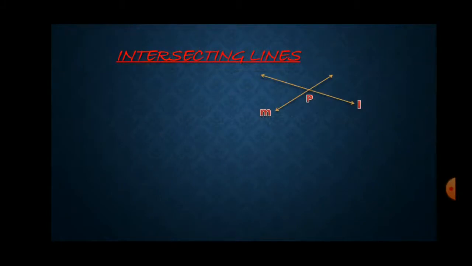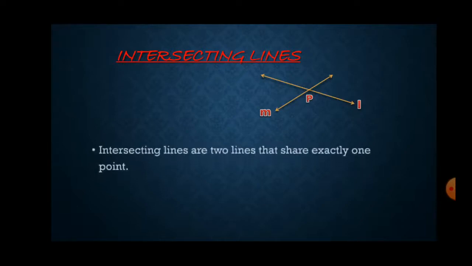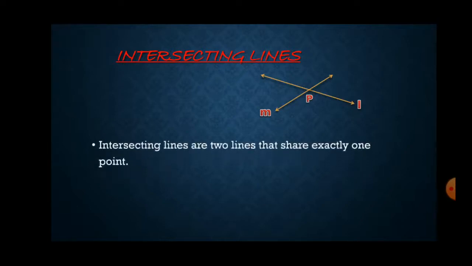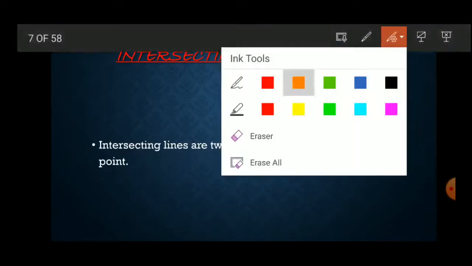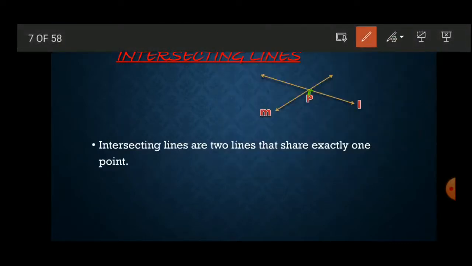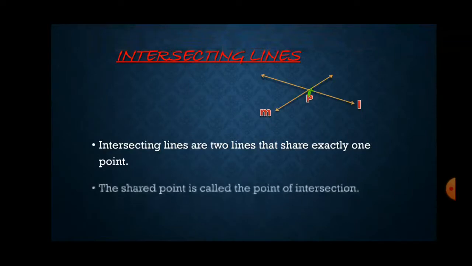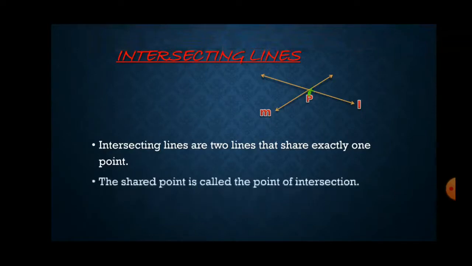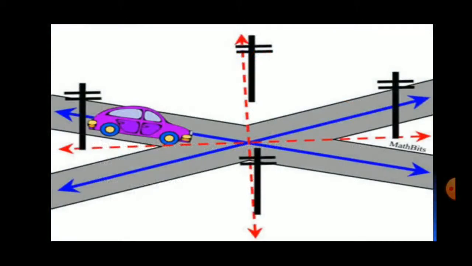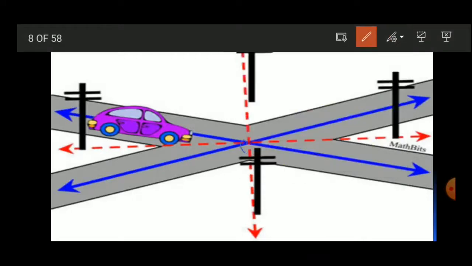Now we shall discuss more about lines. The first is intersecting lines. Intersecting lines are two lines that share exactly one point in common. In this, the point P is the point which is shared between the line L and M. The shared point is called point of intersection. So here the point of intersection is point P. Here we can see the two lines are crossing each other, which is an example of intersecting lines, and this point is the point of intersection.